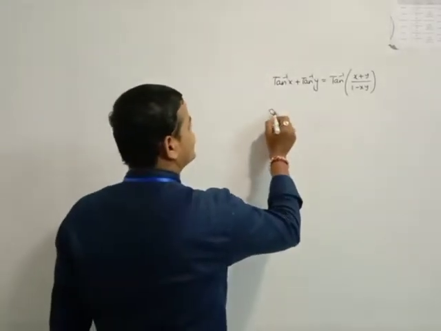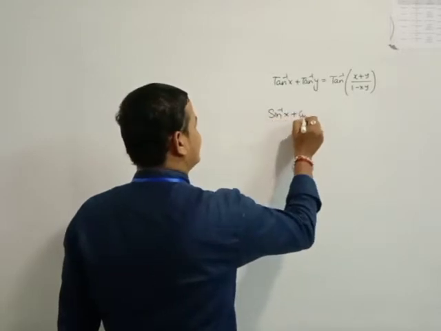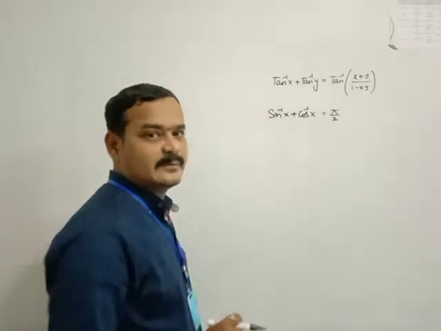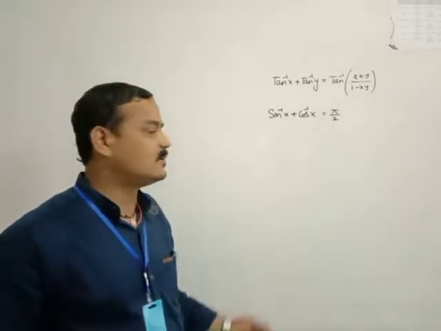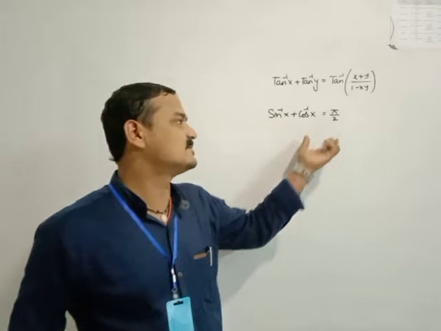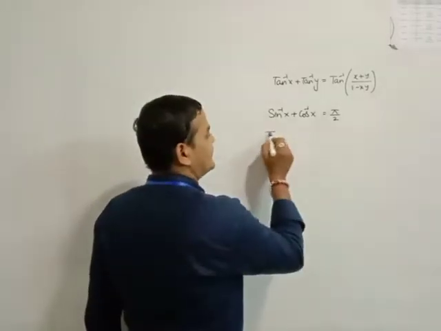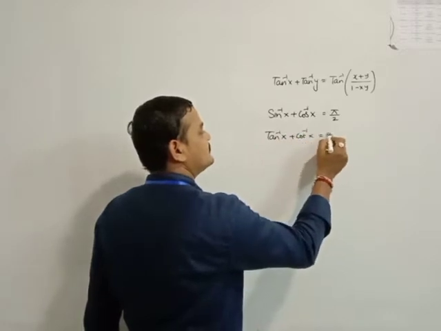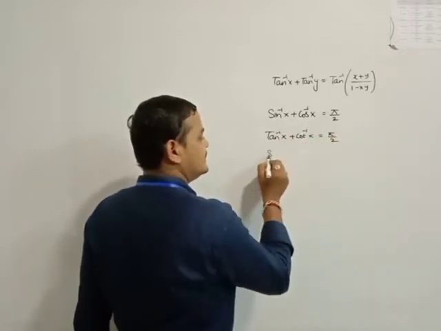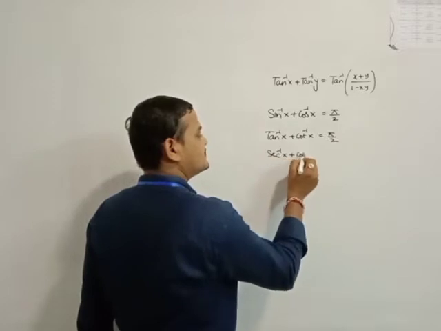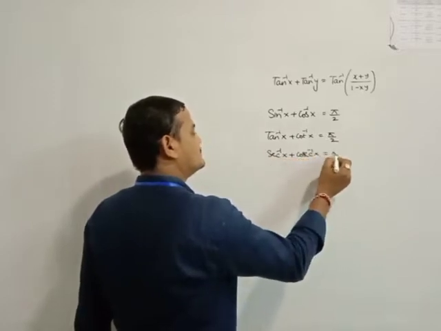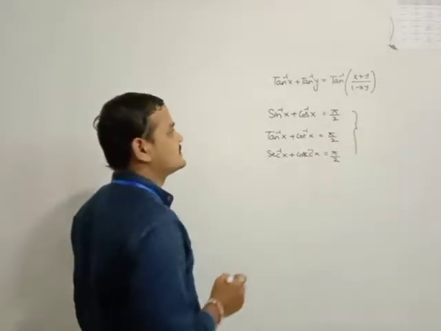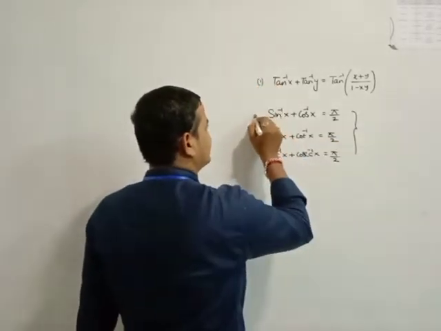Again, the second one is according to the inverse identity: sin inverse of x plus cos inverse of x is equal to pi by 2. In trigonometry, sin square theta plus cos square theta is equal to 1. Similarly, sin inverse x plus cos inverse x is equal to pi by 2. Again, tan inverse of x plus cot inverse of x is also pi by 2. Again, sec inverse of x plus cosec inverse of x is also pi by 2. These three formulas can be applied for simplification.